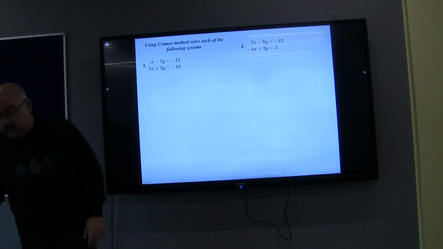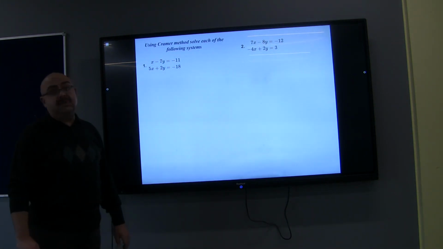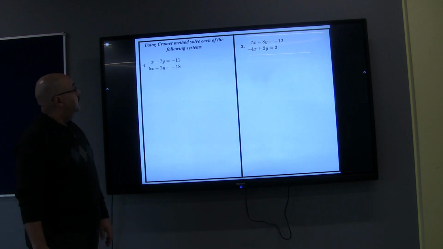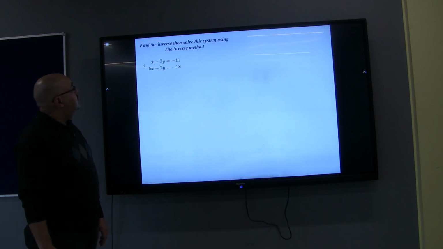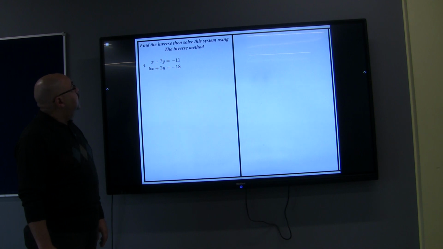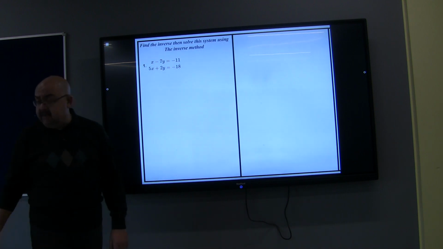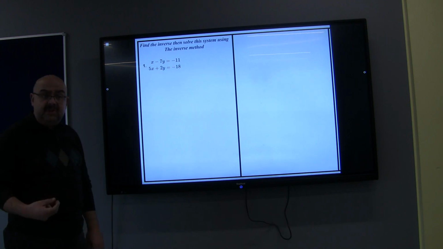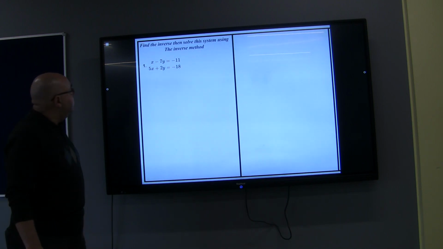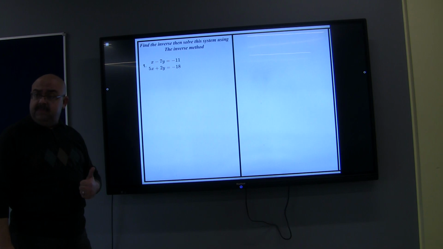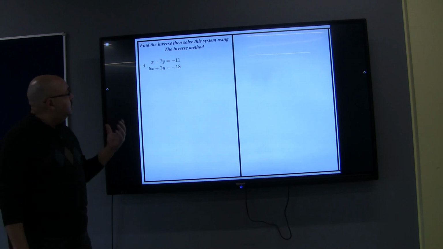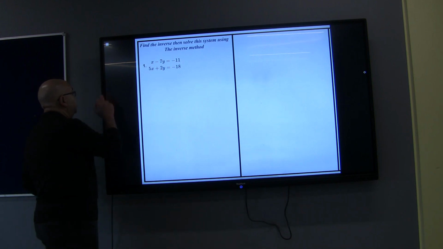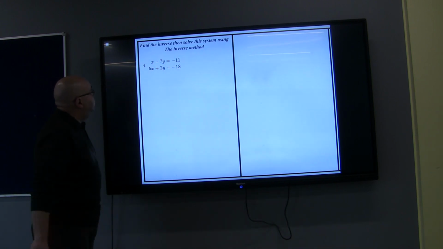I will send you this PDF if you would like to resolve it. Okay, let's see the other problem. Here, I need to solve this system, but not using the Cramer method. We will use the inverse method. The first step is to put this system of equations into a matrix form.